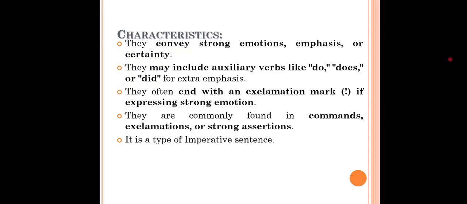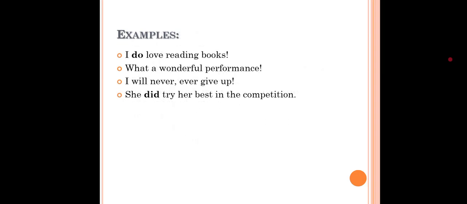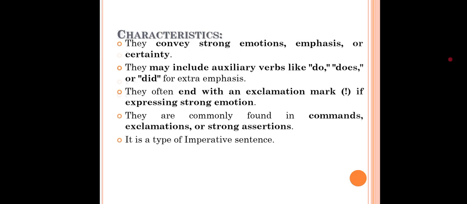So, see the third one. They often end with an exclamation mark if expressing strong emotion. Yeah, most of the time we used exclamation marks, except the last one. Next, they are commonly found in commands, exclamations or strong assertions. And last one is, it is a type of imperative sentence.